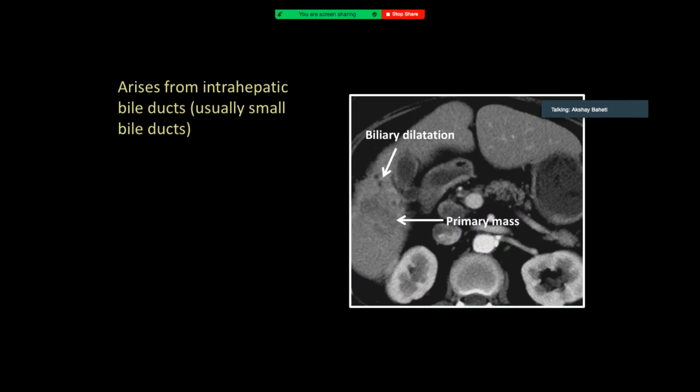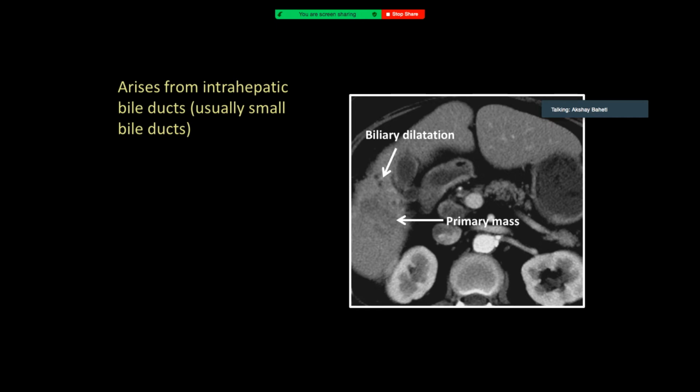So what is the pathology of IHCC? It arises from intrahepatic bile ducts, right? So there are three types of cholangios, right? There is the intrahepatic cholangio, there's the Klatskin or the perihilar, and there's a distal cholangio, which is along the CBD.